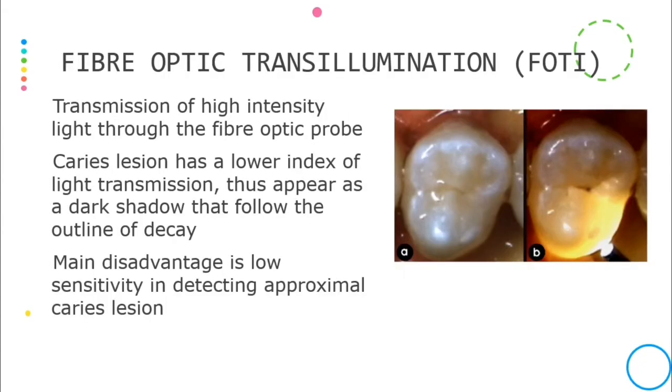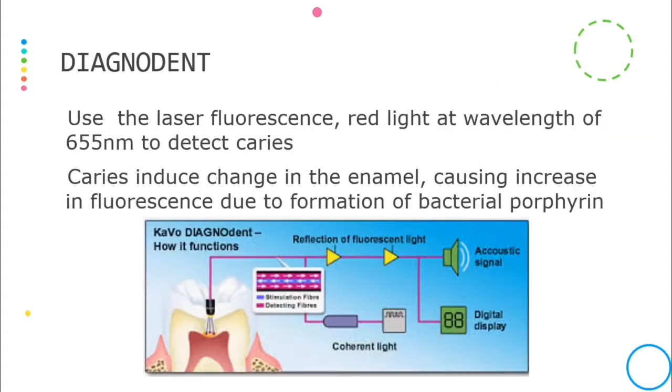Next, the fiber optic transillumination, also known as FOTI, uses light transmission through the tooth. Demineralized enamel will scatter the light and absorb more light than the sound tissue, which will result in the caries lesion appearing darker than the sound enamel. Next, DIAGNOdent is a pen-like probe which sends a safe, painless beam into the tooth, and in the presence of decay there will be an acoustic signal and also a digital display.